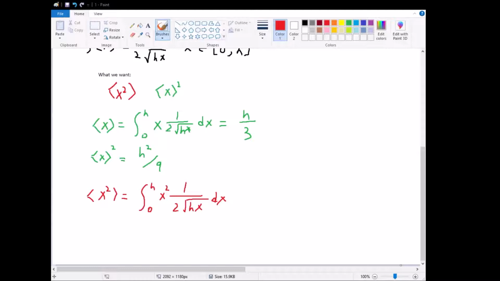You would obviously be encouraged to actually do the integral yourself, but for all intents and purposes, since we're studying quantum mechanics and not a math class, I will not do integrals like this because they're simply a little bit too trivial to actually go over in detail. But this will equal h squared over 5.